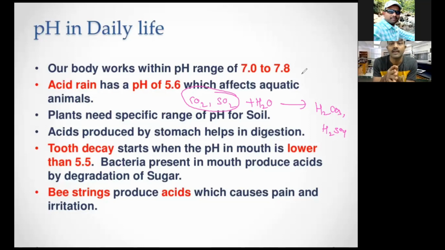Then suppose the soil is neutral, it will show pH value 7. Suppose the soil is acidic, the pH value is less than 7. Suppose our soil is basic, the pH value shows basic in nature, right? Like this way, plants need some specific range of pH, right?